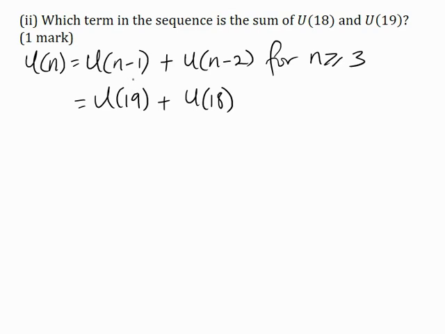Now, you will notice here that 20 minus 1 is 19 and 20 minus 2 is 18. So therefore, u of 20 is equal to u of 19 plus u of 18. So, n is equal to 20.